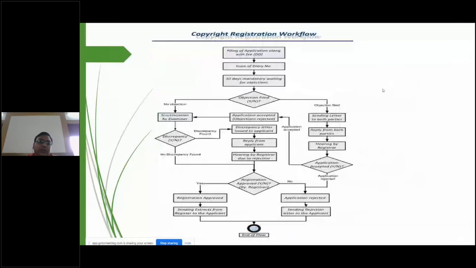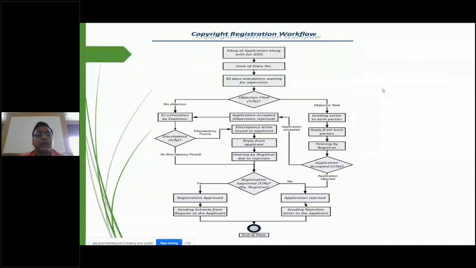This is the workflow of the copyright registration. You can get this information from the website also. How to copyright? There is a form available on the website. From there you can file the copyright. You have to pay 500 rupees for one copyright for artistic work, and there are various types of fees for that. For sound recordings and music, there is a 2,000 rupee fee. For artistic work, it is 500 rupees.